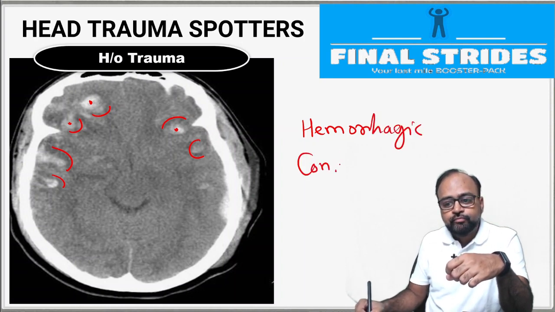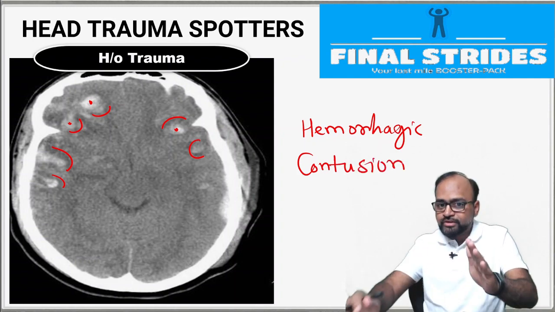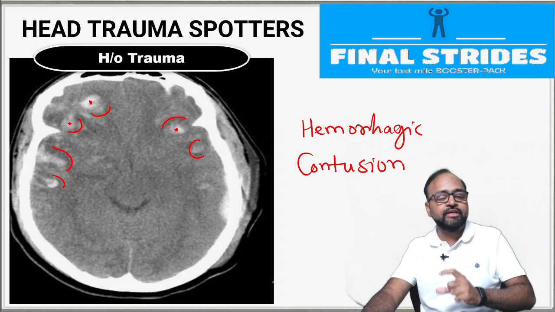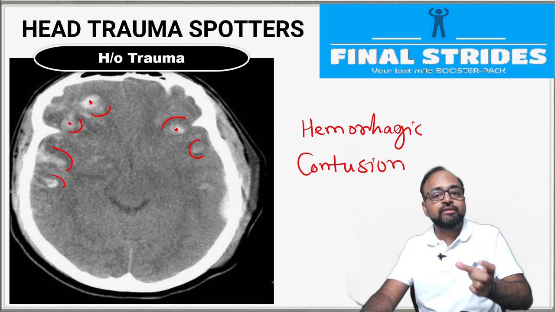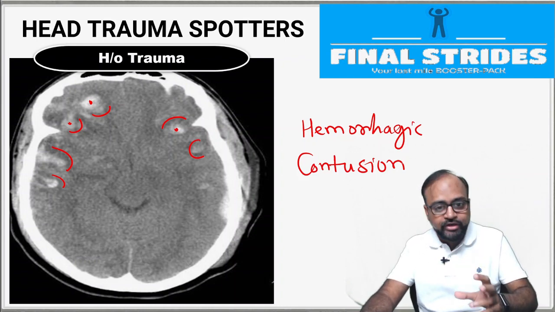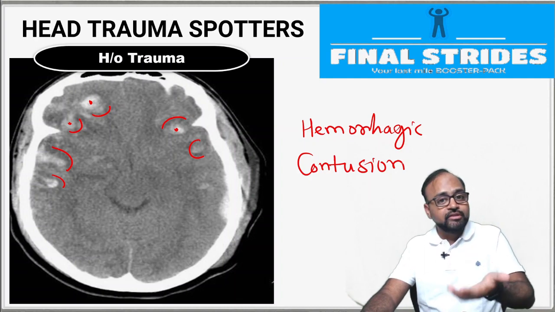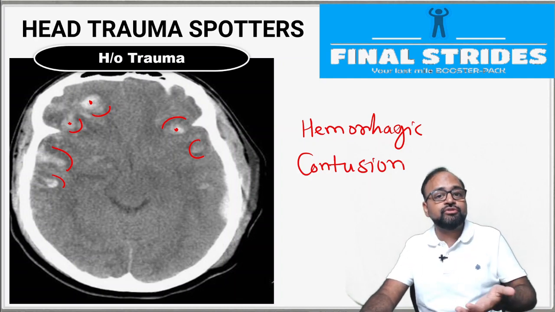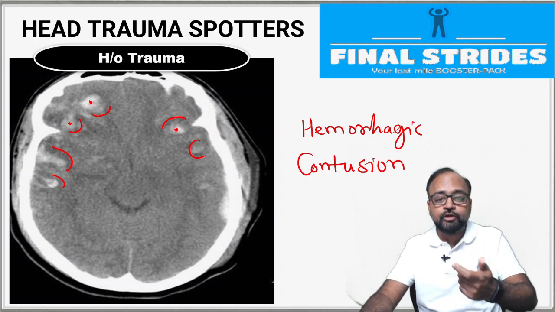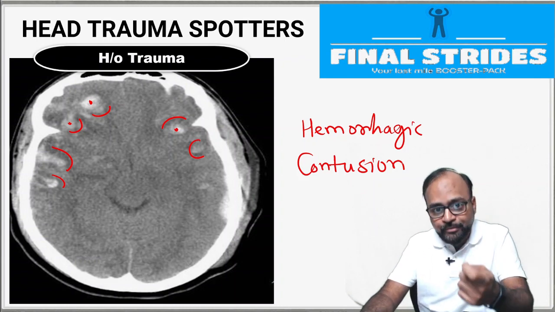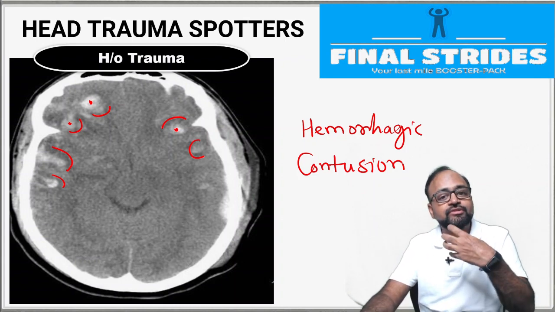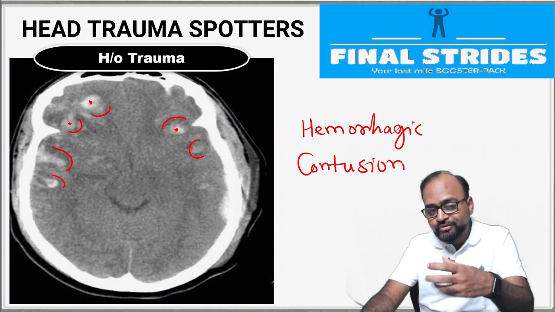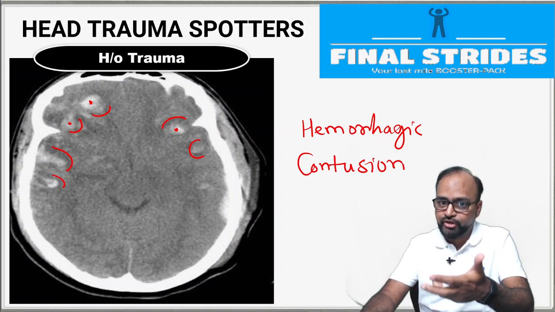Hemorrhagic contusion of the brain parenchyma. Okay, so this is what is hemorrhagic contusion. History of trauma, bleed inside the brain that is confirmed by the rim of edema around it. This is called hemorrhagic contusion. This is not diffuse axonal injury because in diffuse axonal injury the size of bleed is very small. Remember we discussed it is just a petechial hemorrhage, right? This is not a petechial hemorrhage, this is gross hemorrhage. Traumatic hemorrhage within the brain is what it is, hemorrhagic contusion.